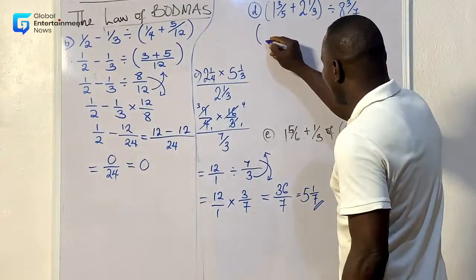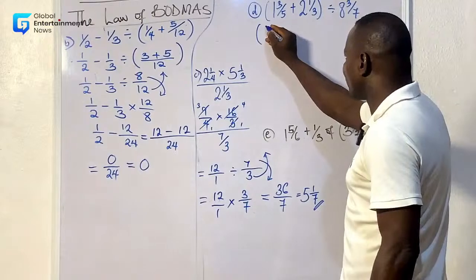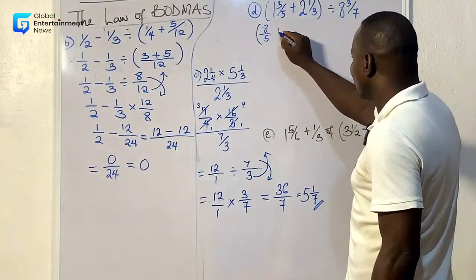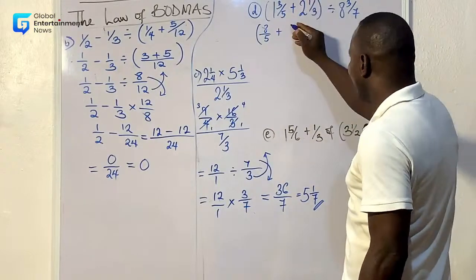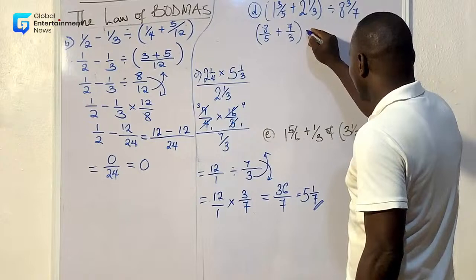We now say bracket open. 5 times 1 is 5, plus 3 is what? We have 8 all over 5. Then plus 3 times 2 is 6, 6 plus 1 is 7 all over 3. Bracket close.